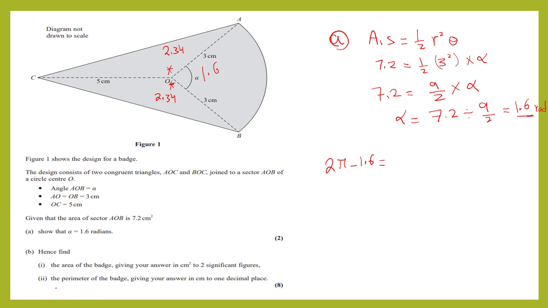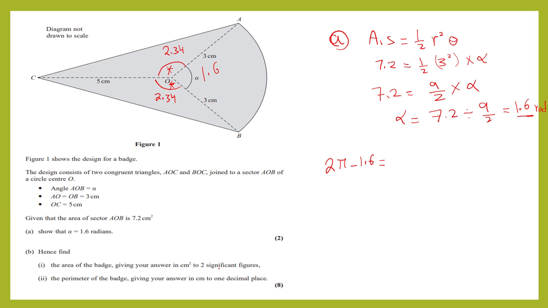So how did we get the star again? Since these are two congruent, the measure of this angle and the measure of this angle are equal. So 2 pi, the total of the angles at a point, minus 1.6, will give me 4.6 something, or 4.7. Then you can divide by 2, so you got the angle there. So what's required? We need to find the area, giving the answer to two significant figures.